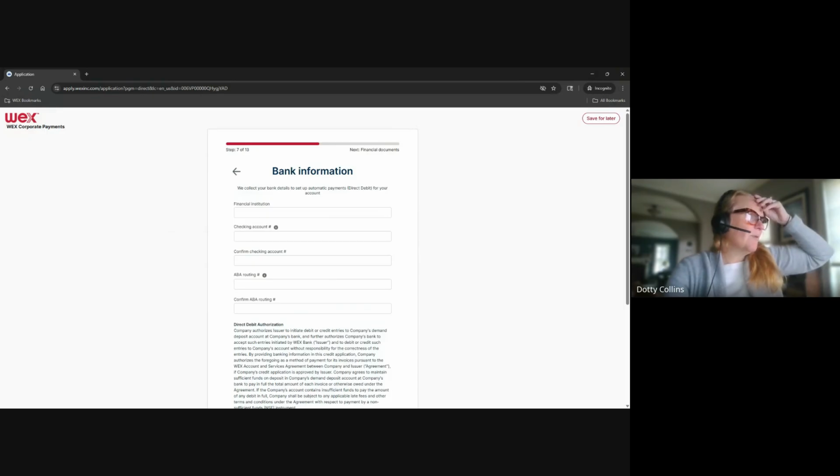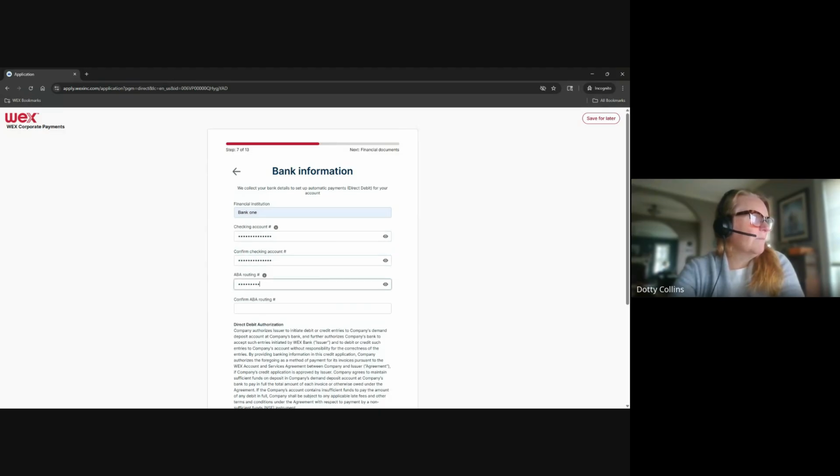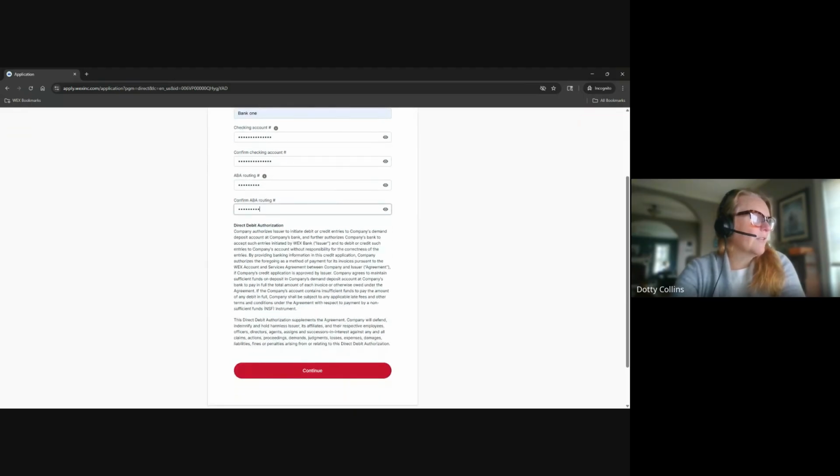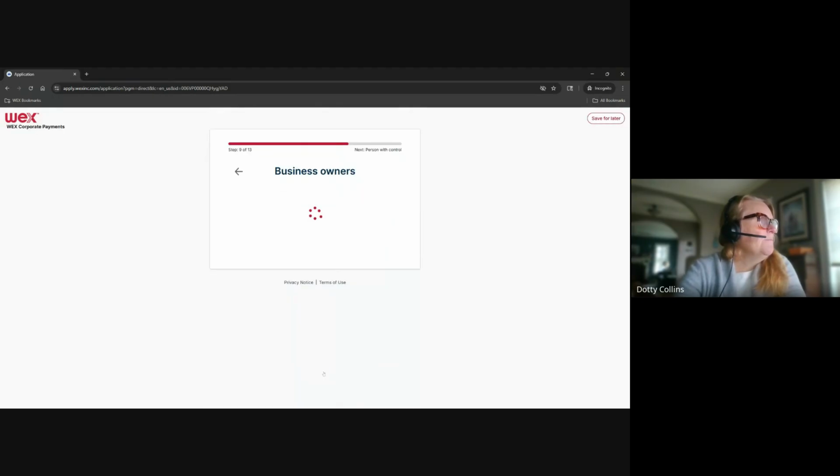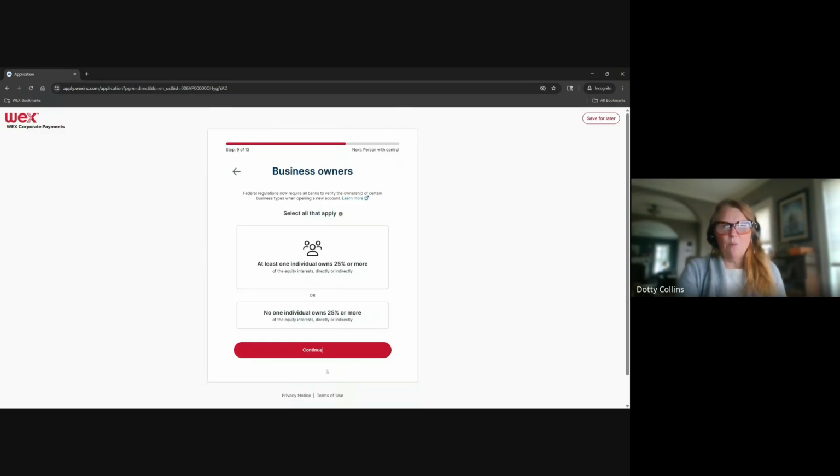And then, so I selected ACH debit. So then I need to put this information in here: your bank, your account number, and then your routing number and all that. And then on our direct debit form, we have these legal terms. So we just put it into the application for the customer to read it, to understand why we're doing that and what we're doing with the information. We hit continue. And then at that point here, we're at the business owners.